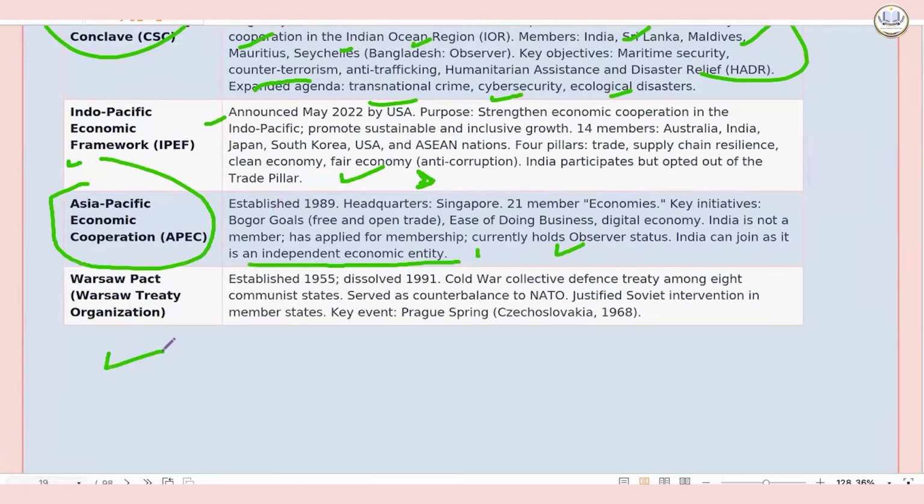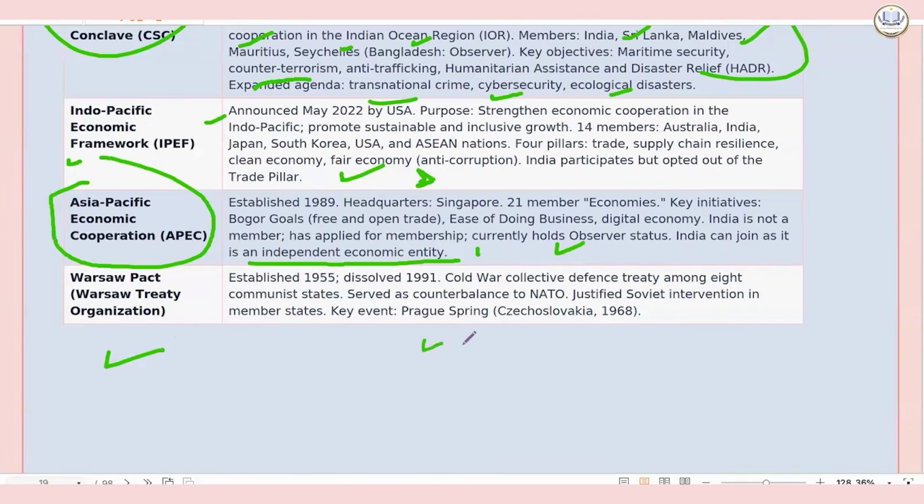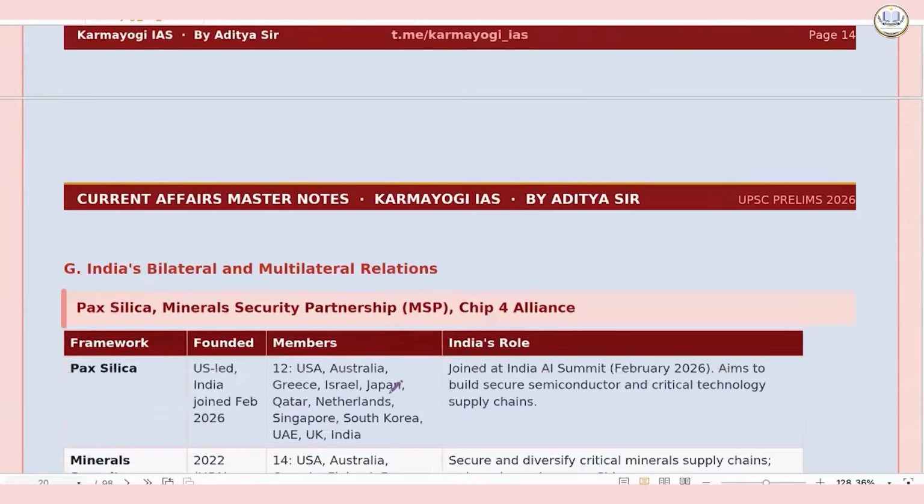And we have the Warsaw Pact, or Warsaw Treaty Organization. It was established in 1955 and dissolved in 1991. A Cold War collective defense treaty among 8 communist states, it served as a counterbalance to NATO. It justified Soviet intervention in member states. Key event was the Prague Spring, Czechoslovakia 1968.